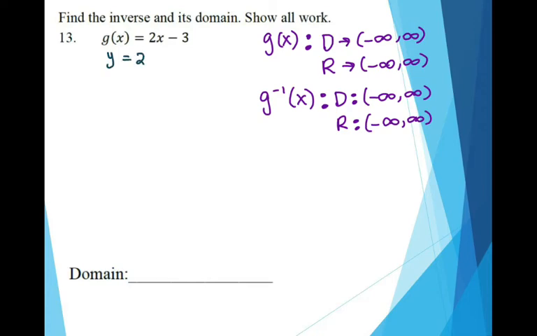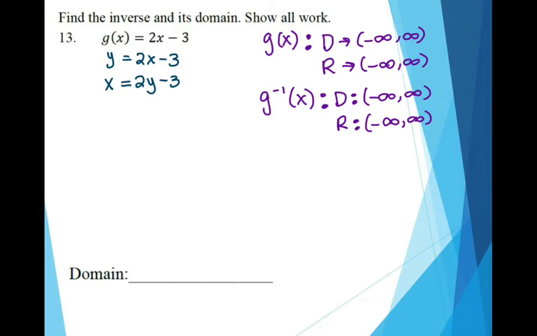So I have y equals 2x minus 3. To find the inverse, you're literally going to switch your x's and y's, which is why your domain and range end up switching, because your domain are your x values, your range are your y values, and you're literally switching them when we're talking about inverses.